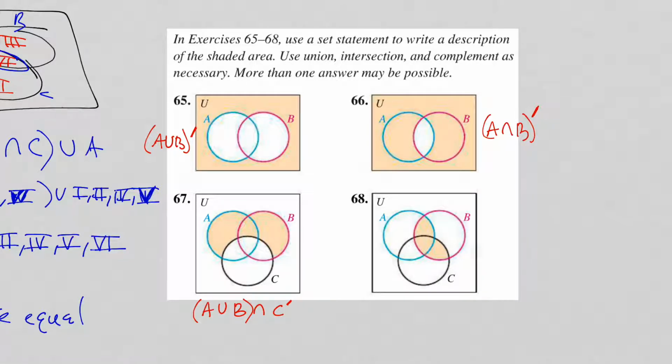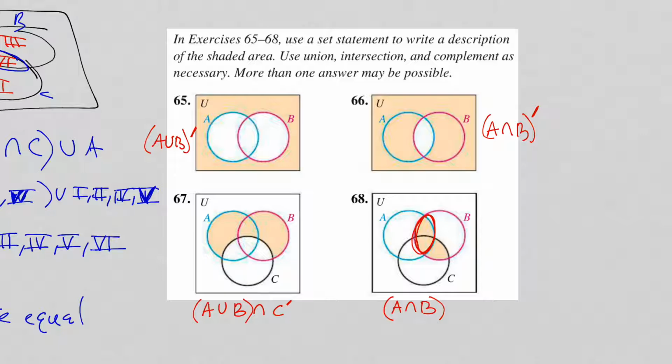Then 68 would be, so we have the intersection between A and B shaded, the intersection of all 3 shaded, and the intersection between B and C shaded. So there really isn't any easy way to write this one, but we need to focus first on this region here, which is the intersection of A and B. Okay.